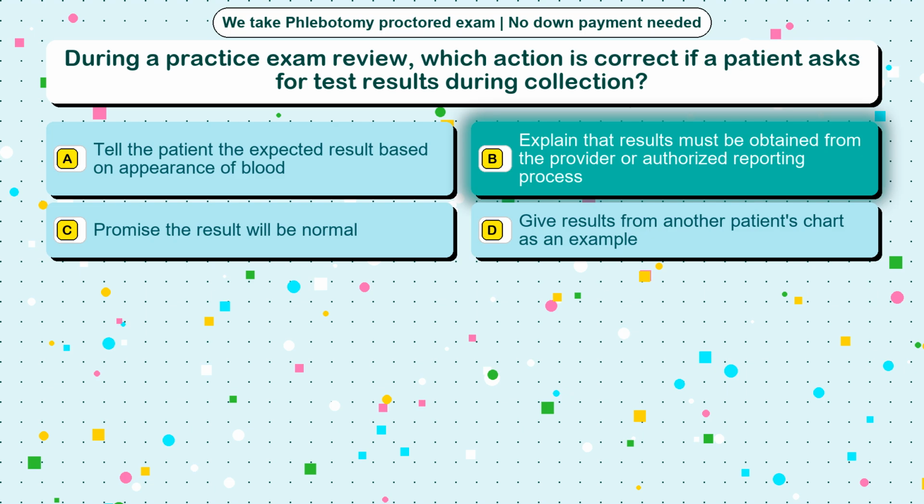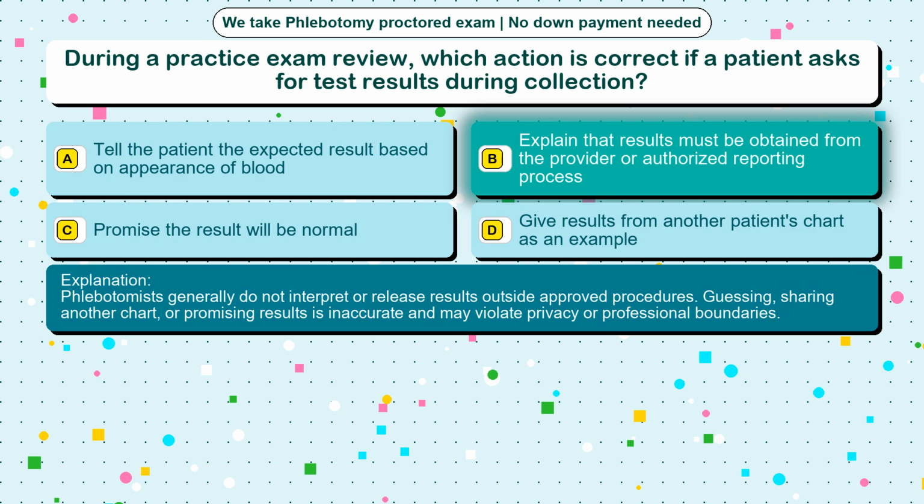Explain that results must be obtained from the provider or authorized reporting process. Phlebotomists generally do not interpret or release results outside approved procedures. Guessing, sharing another chart, or promising results is inaccurate and may violate privacy or professional boundaries.